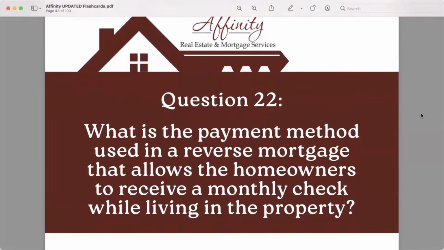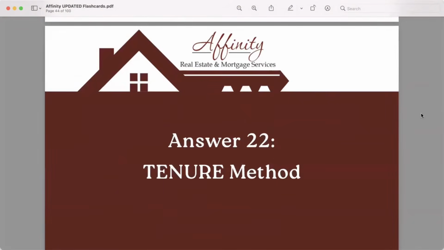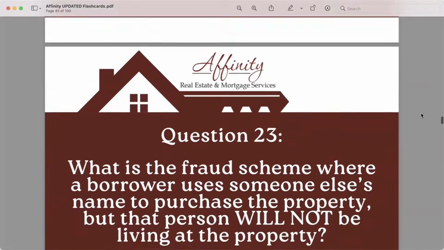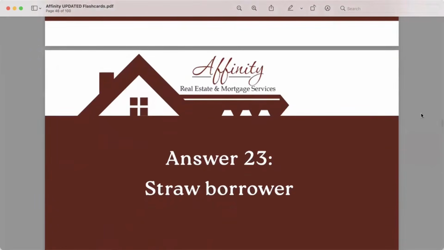Question number 22. What is the payment method used in a reverse mortgage that allows the homeowners to receive a monthly check while living in the property? The answer is tenure method. Question number 23. What is the fraud scheme where a borrower uses someone else's name to purchase the property, but that person will not be living in the property? The answer is straw borrower.